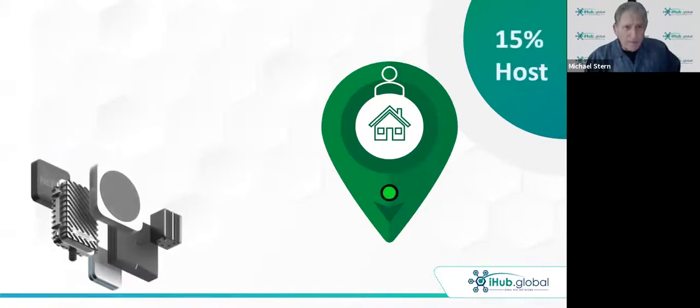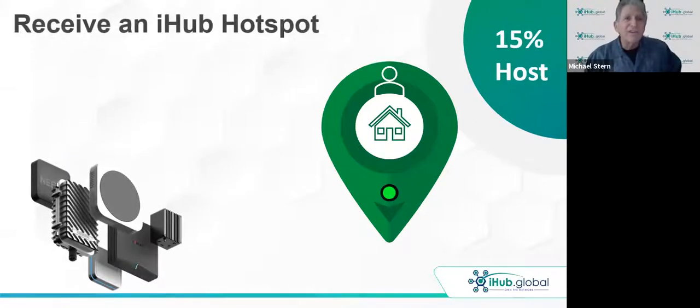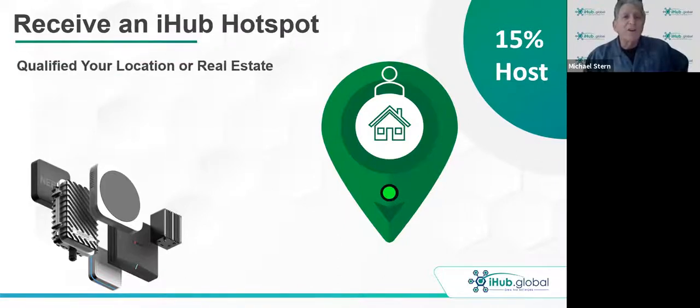So basically you've requested a unit, and now you've gone through the process where your location's been qualified and you receive one. And if you notice, that dot turned green. Okay, so the dot turned green once there is a unit on the blockchain, on the Helium blockchain, associated with your affiliate account.